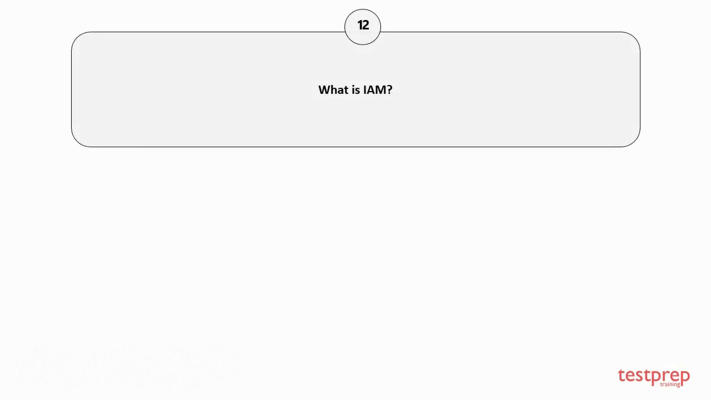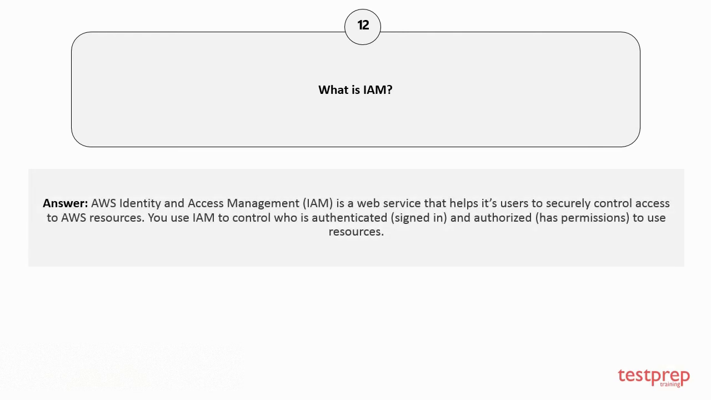Question number 12. What is IAM? Your answer is: AWS Identity and Access Management is a web service that helps its users to securely control access to AWS resources. You use IAM to control who is authenticated, signed in, and authorized, has permissions, to use resources.